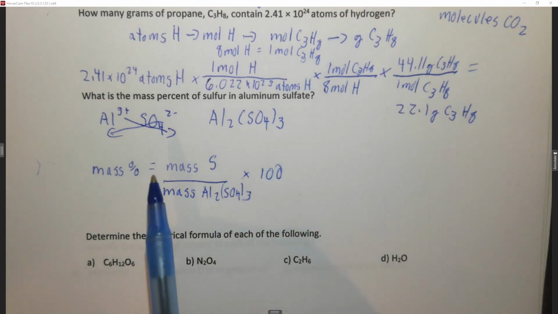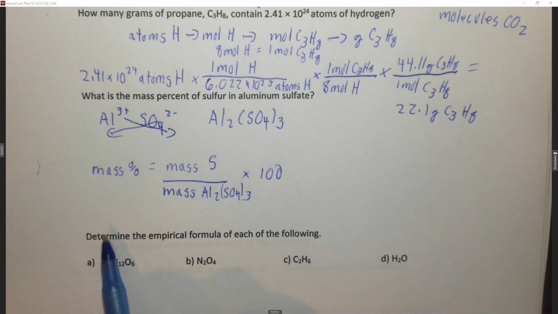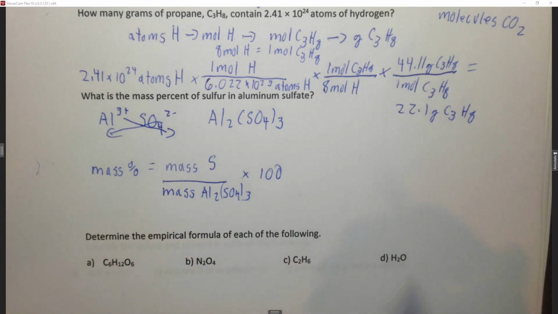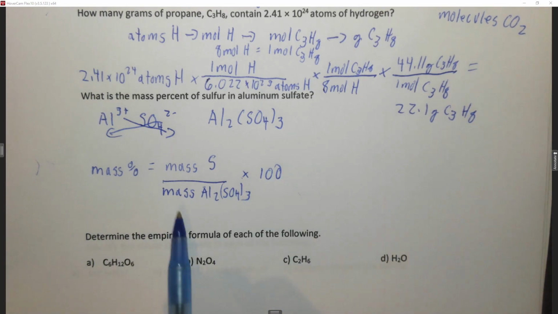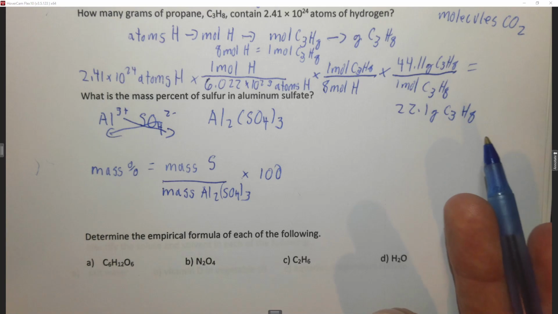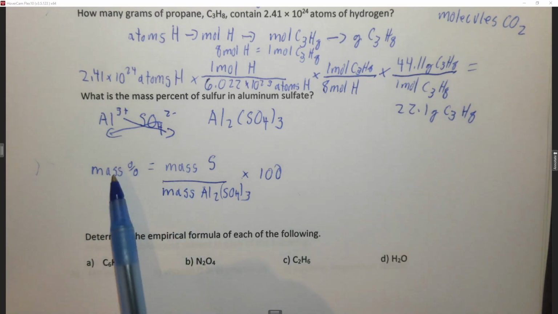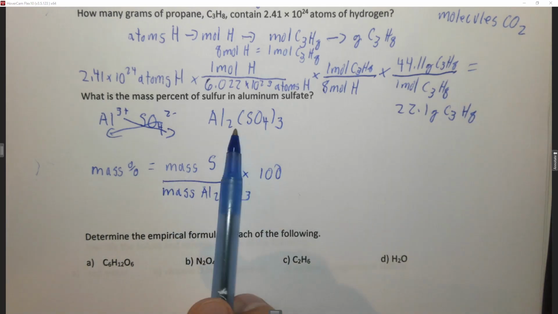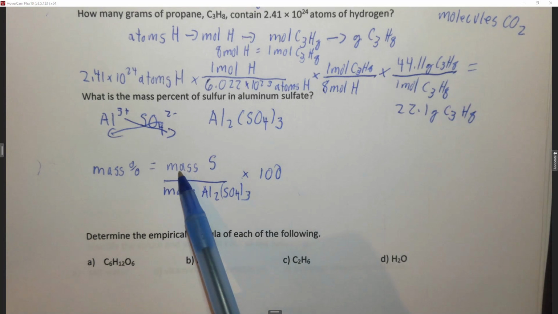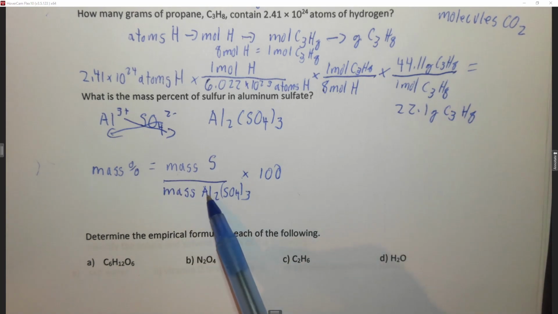Now your question would become, well, how are you going to know the mass of the sulfur and the mass of aluminum sulfate if you don't have a specific amount? That's why you have to decide on a specific amount. And I would suggest that we decide the specific amount is 1 mole. Okay, so we have 1 mole of aluminum sulfate. What is the mass of sulfur in 1 mole? What is the mass of aluminum sulfate in 1 mole?